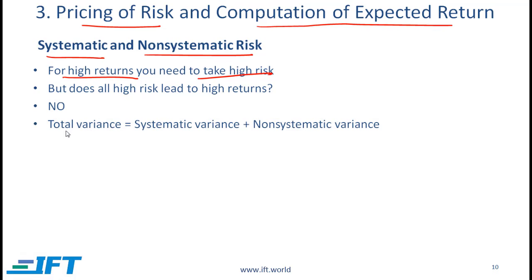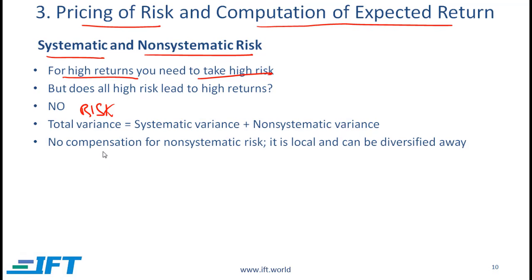If we talk about total variance, where variance is a measure of risk, so we are talking here about total risk, it can be broken into two components: systematic risk and non-systematic risk. There is no compensation for non-systematic risk because non-systematic risk is local or specific to a particular security and can be diversified away.